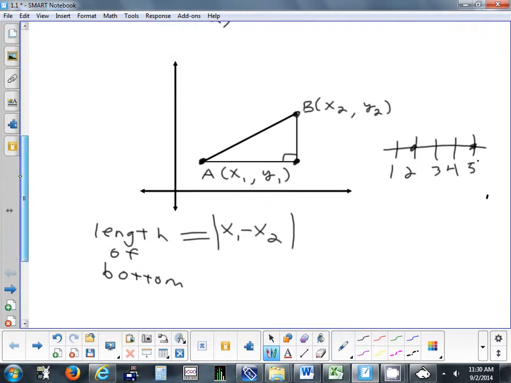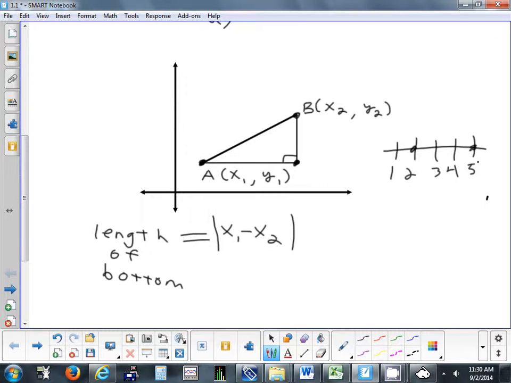The length of the height. Well, the height has to do with y values, not x. Okay. What's the y value of that point on the bottom? It's not labeled, but it's exactly the same height as point A. It's y1. Okay. What's the height of point B? How high up is it? And that one is labeled.